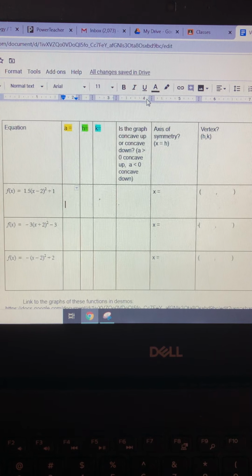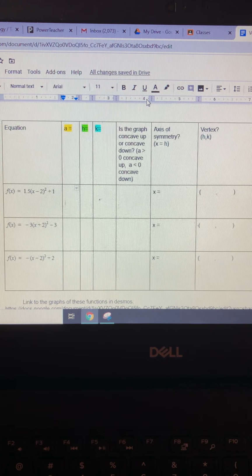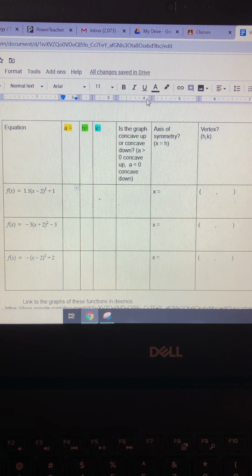f of x equals 1.5 times the quantity x minus 2 squared plus 1. So the first thing that we're going to do in this case is identify what a is for this particular parabola. And a for this particular parabola is going to be 1.5, because that's the value out in front of my parentheses. The next value I'm going to look for is h.